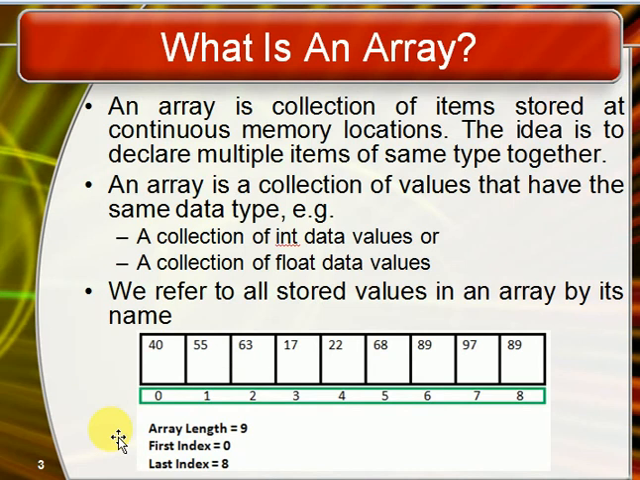So an array is a collection of items stored at contiguous memory locations. The idea is to declare multiple items of the same type together. An array is a collection of values that have the same data type, for example, a collection of int data values or a collection of float data values. We refer to all stored values in an array by its name.